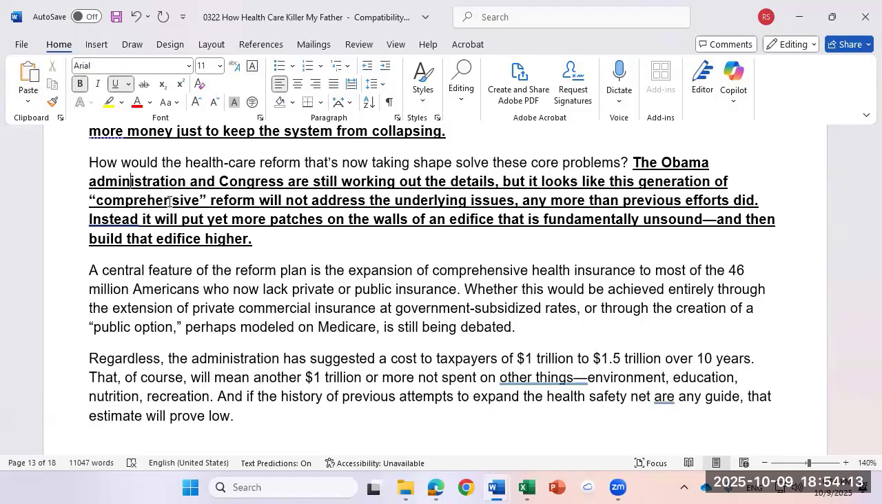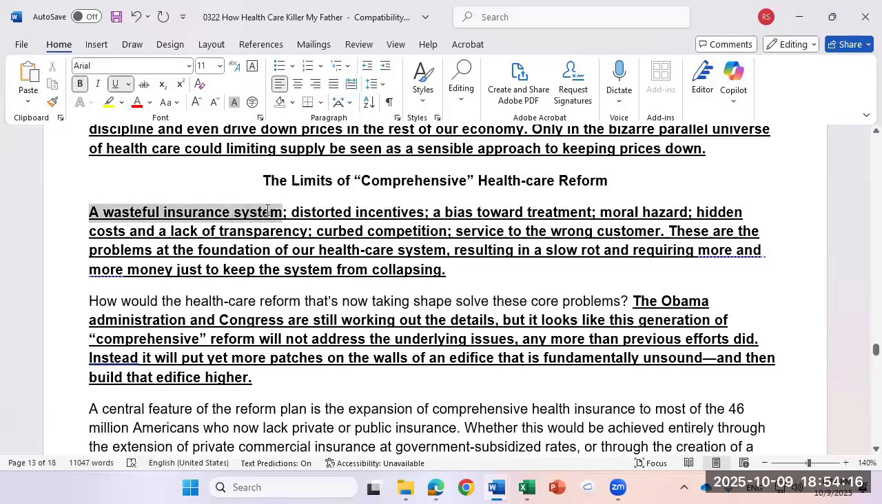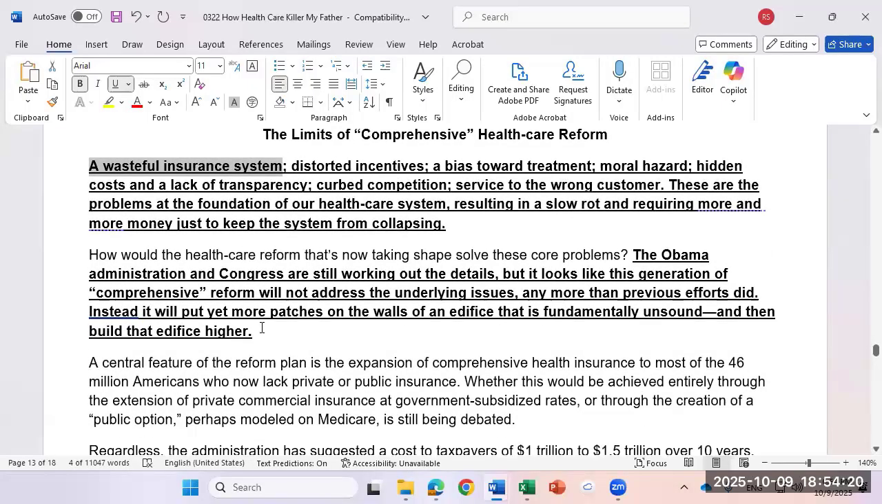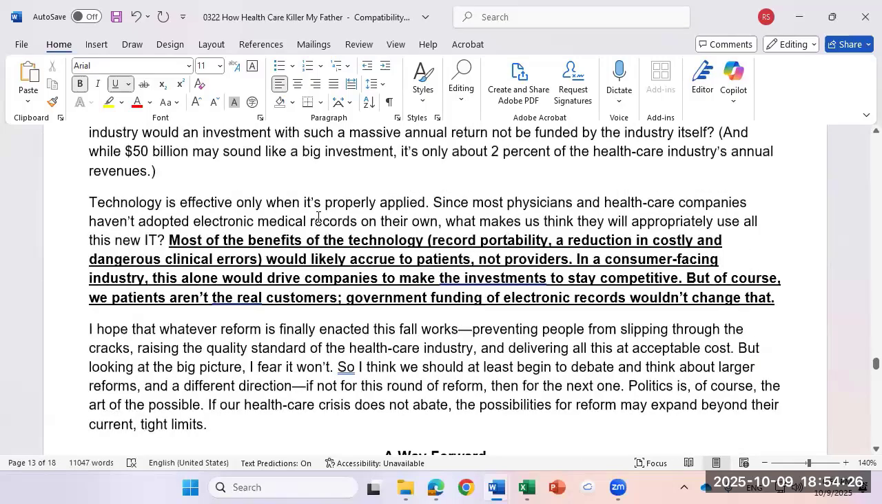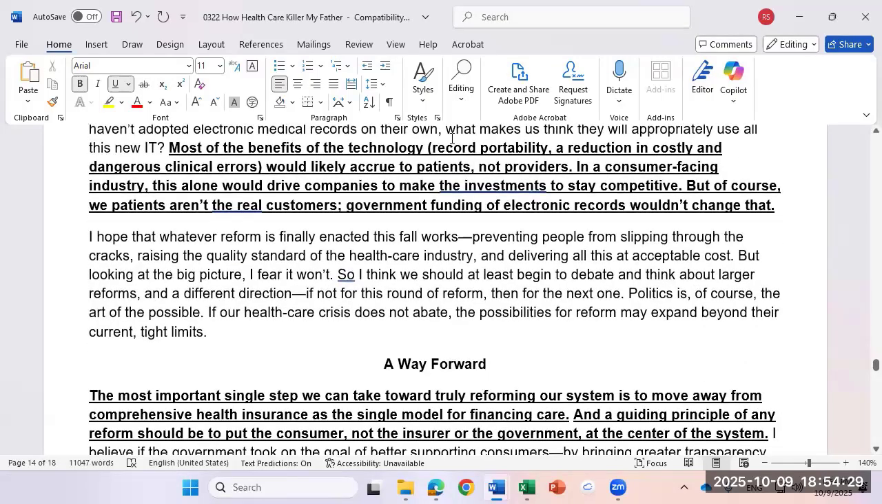You've got to address the supply side. It's a supply side system that's distorted because of the payment system, because of who's paying for it, which distorts the incentives. Most benefits of technology, record portability, reduction in costly and dangerous clinical errors would likely accrue to patients, not to providers. In a consumer-facing industry, this alone would drive companies to make the investments to do those things. So there are things the medical system can do that would be far more beneficial to patients, but they don't do them because the patient's not paying the bills. We are patients. We patients aren't the consumers. Government funding of electronic records wouldn't change that.